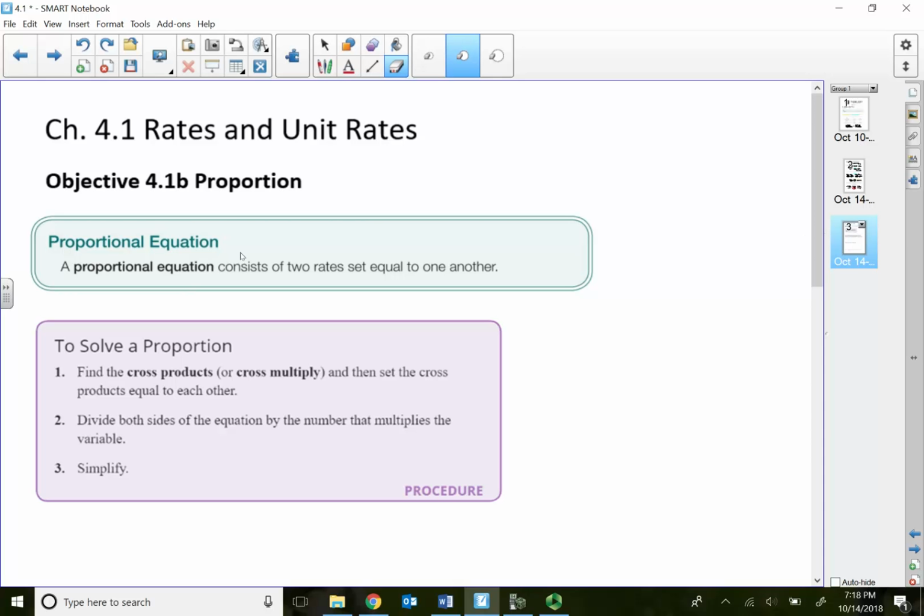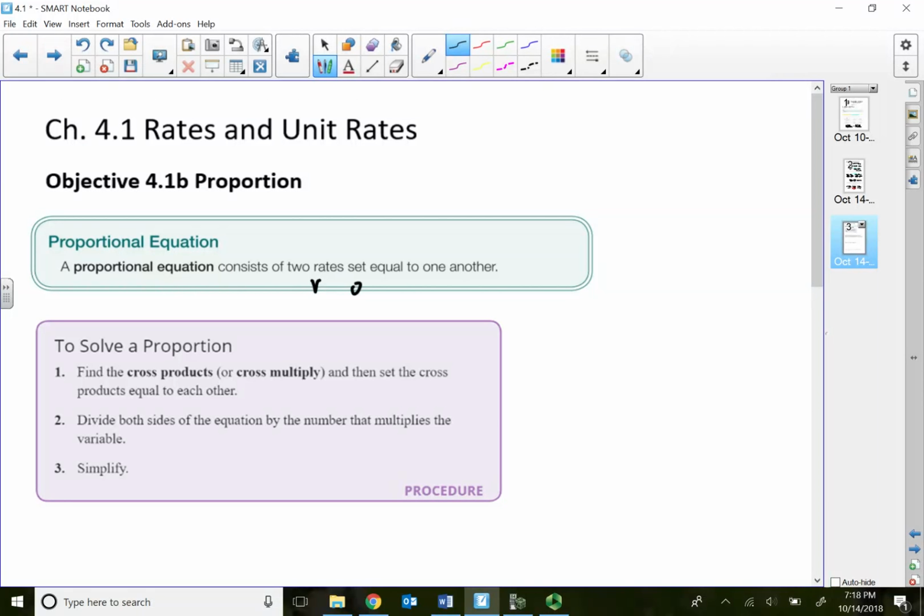Welcome to Math 155, section 4.1. In this lecture video, let's take a look at proportion. A proportion consists of two sets of rates, or comparing between two ratios.